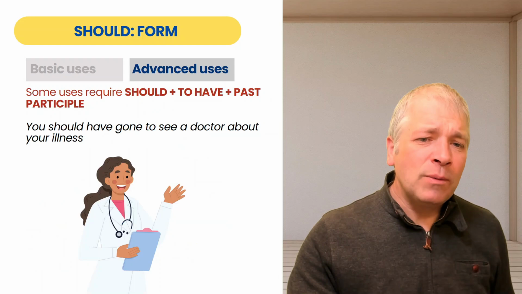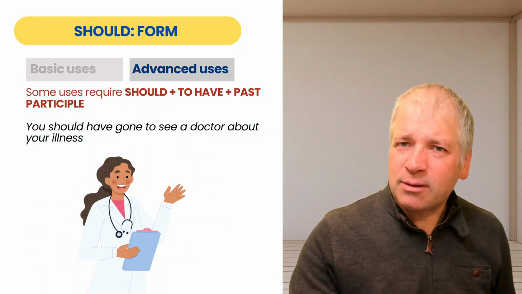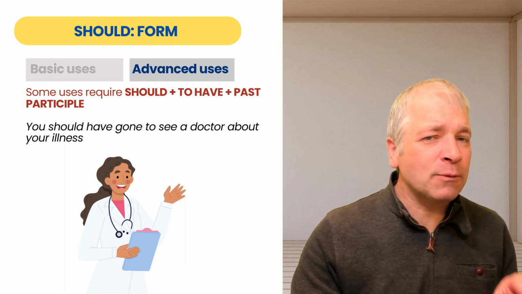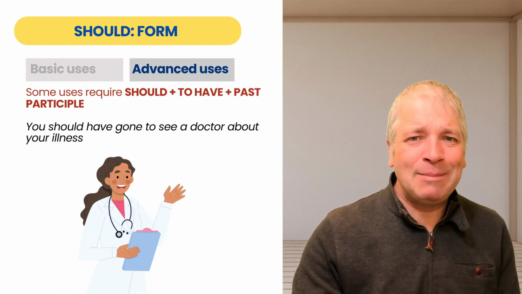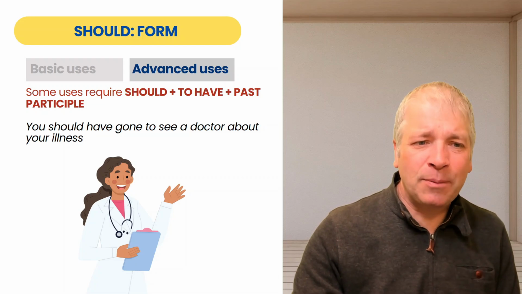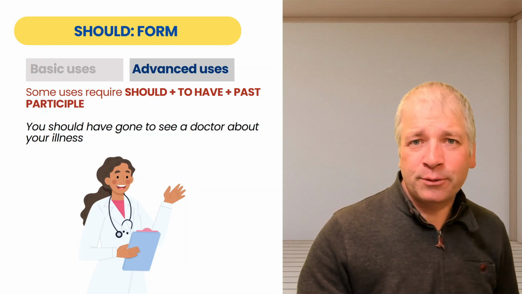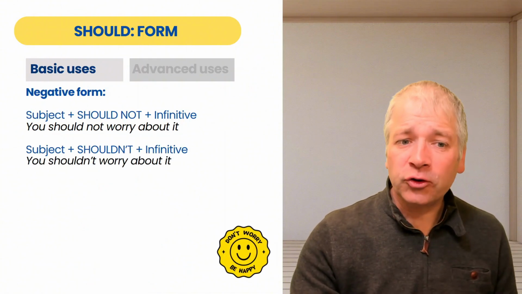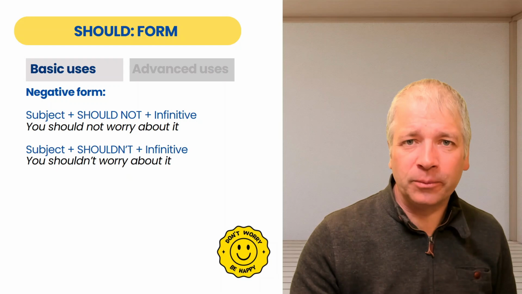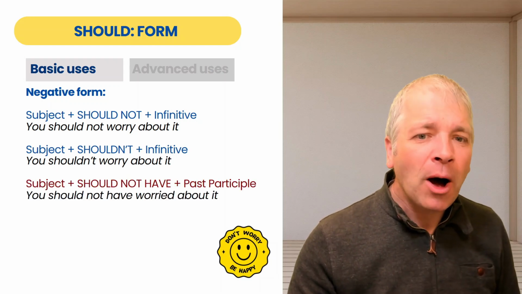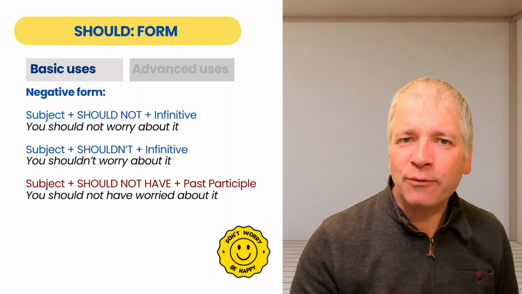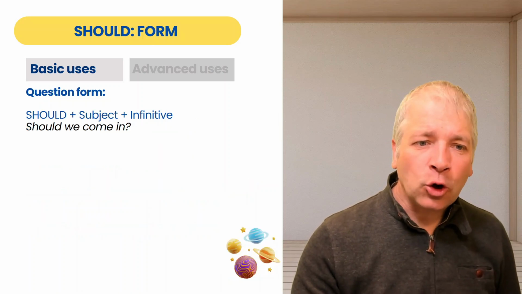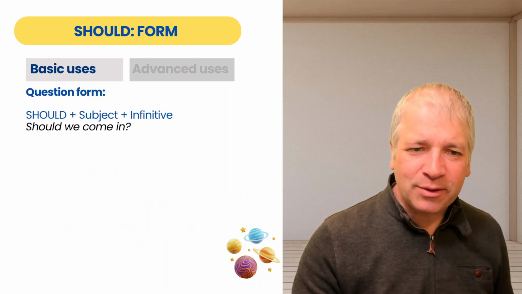In the past, we would use should, have and past participle. You should have gone to see a doctor about your illness. But as with some other modal verbs, there are some exceptions where should, have, past participle may not refer to the past as well, which we'll look at in a moment. In the negative form, should not or shouldn't as a contraction. When we're talking about the past, the negative can be should not have, or it can be shouldn't, followed by the past participle. In the question form, should goes at the beginning with subject infinitive.